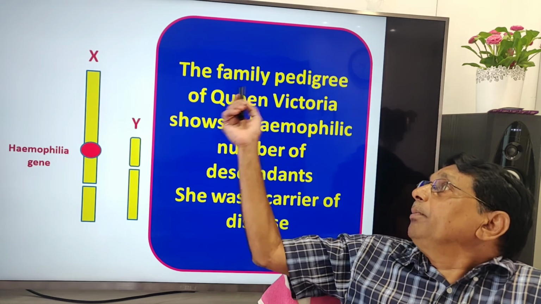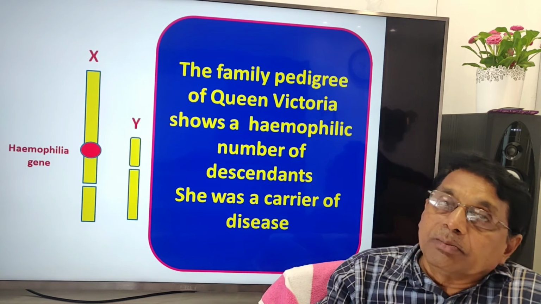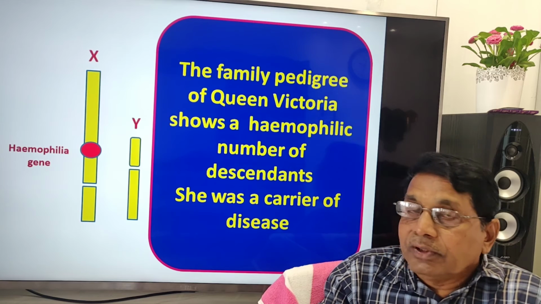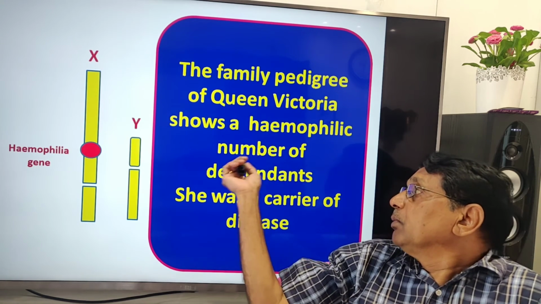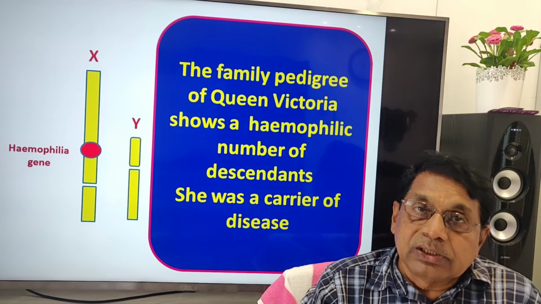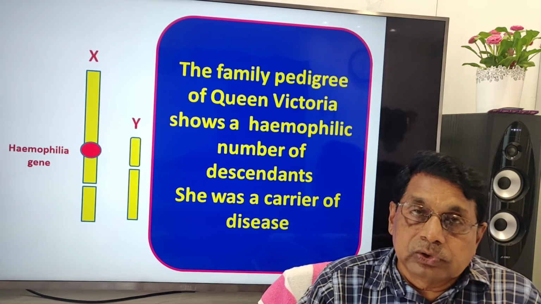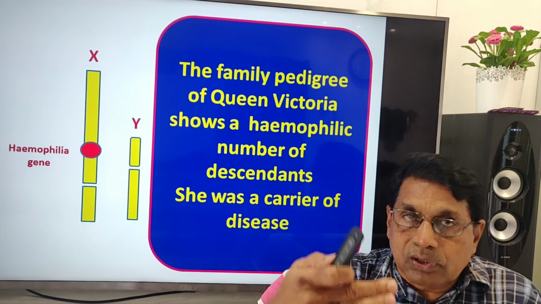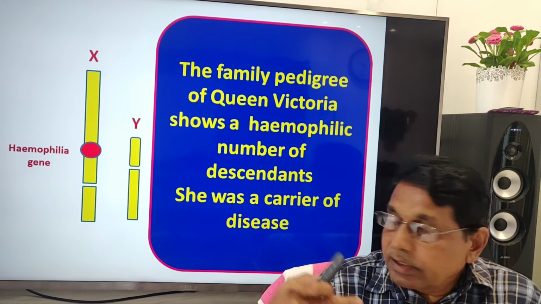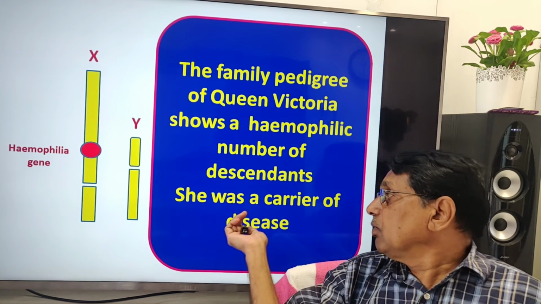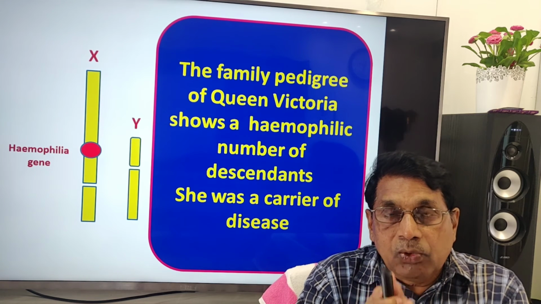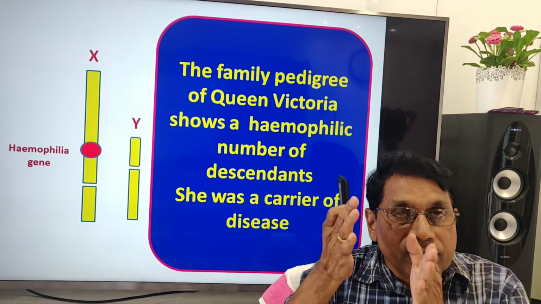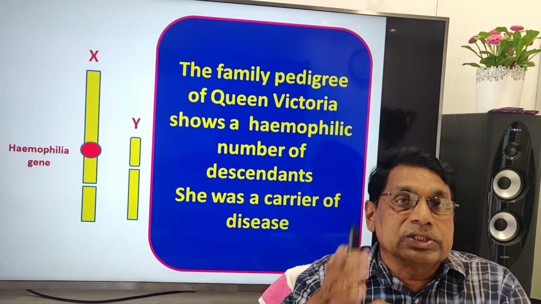The family pedigree of Queen Victoria, of the British royal family, shows a number of haemophilic descendants. She was a carrier, so her daughters, granddaughters, sons and others carried the disease. In the British royal family, haemophilia ran from generation to generation.